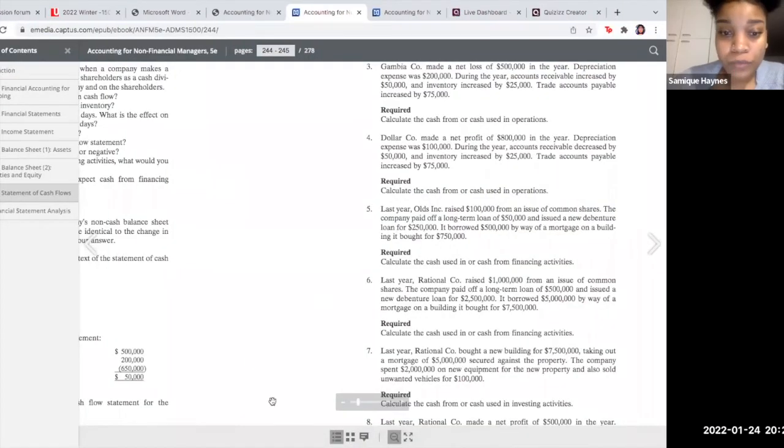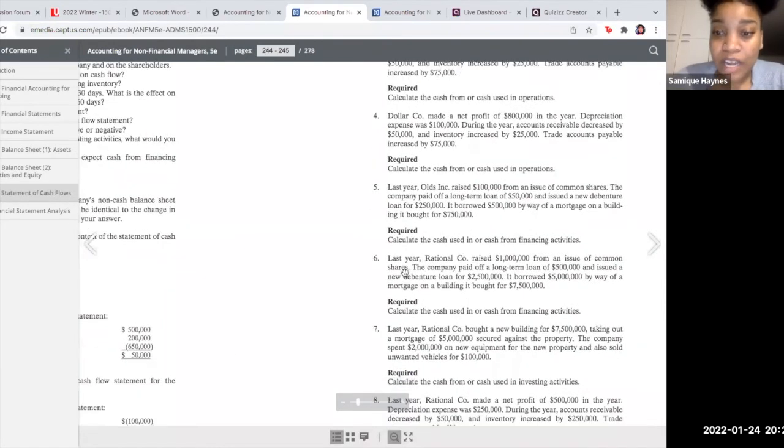Anybody wants to share how they got 500,000? All right, so let's go in. We're looking at our financing activities. Now, again, financing activities talks about the way that we raise funds only.